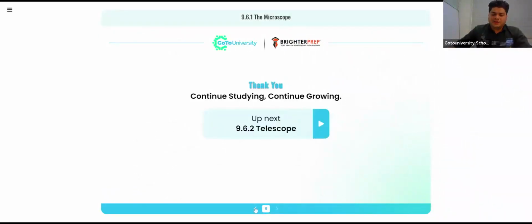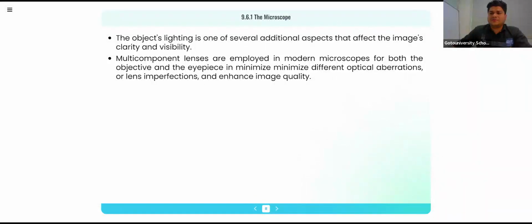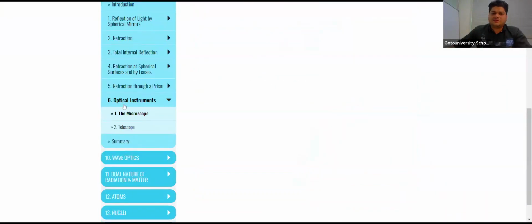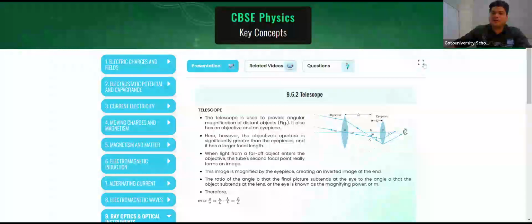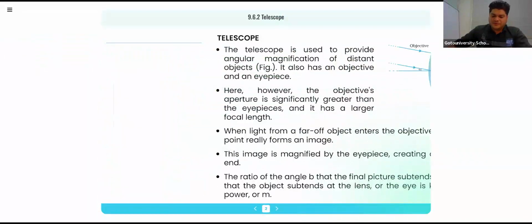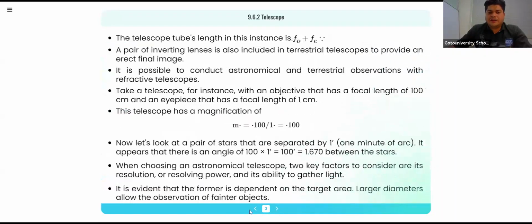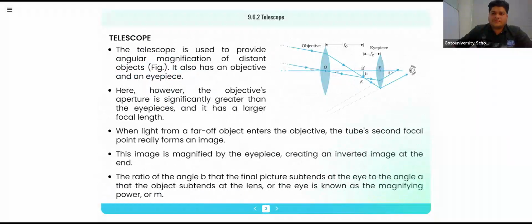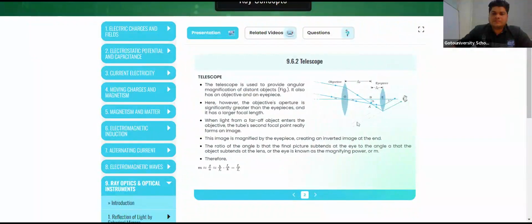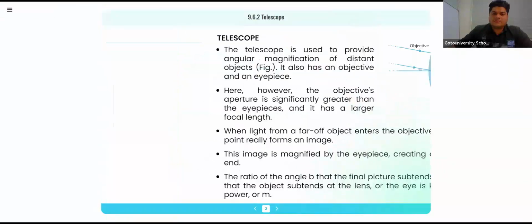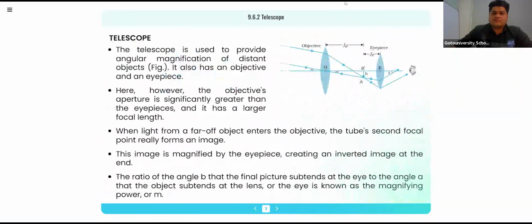Then after that, here we have the astronomical telescope. What is a telescope? It's a device from which we can see an object from a far distance. It will give us the angular magnification. So for the astronomical telescope, just remember the formula.